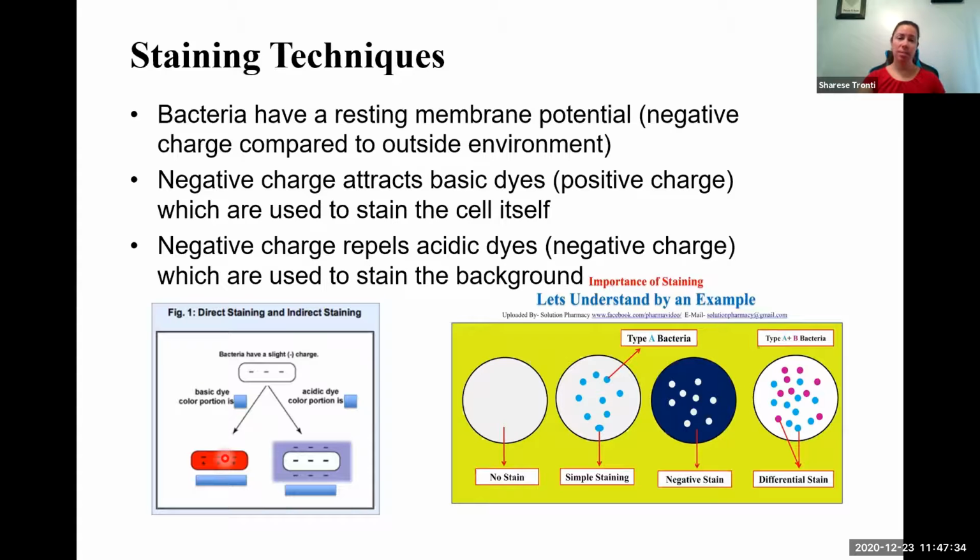Now that's the exact opposite for acidic dyes. Acidic dyes are negatively charged, so their negative charge will be repelled by the negative charge inside the cell. So your acidic dyes are going to stay outside of the cell, and it's actually going to stain the background rather than the cell itself, which can still be important because as long as you're increasing contrast, it's still helpful.